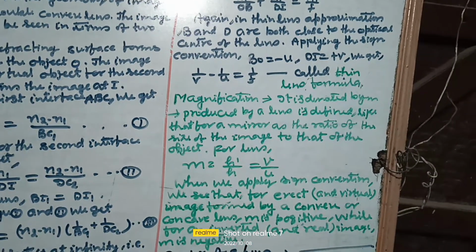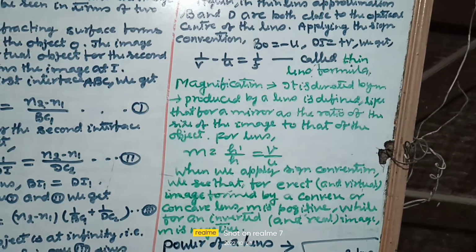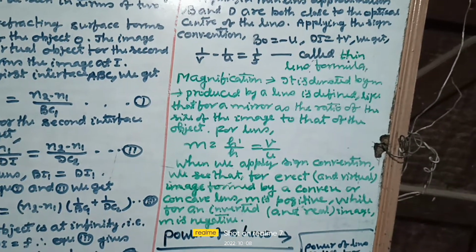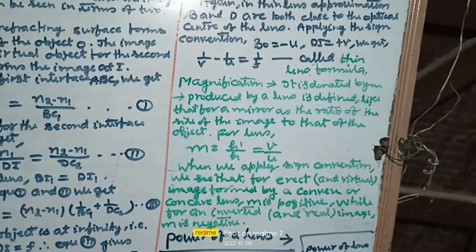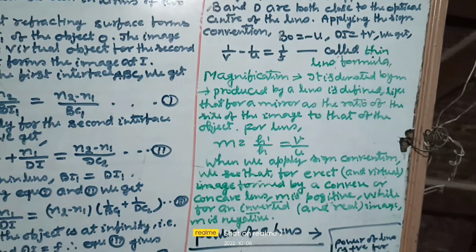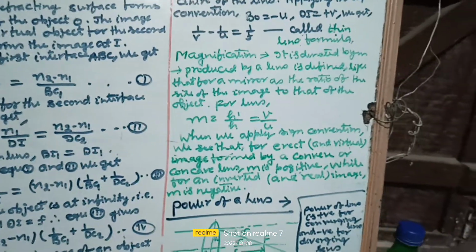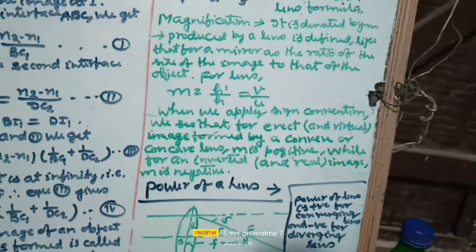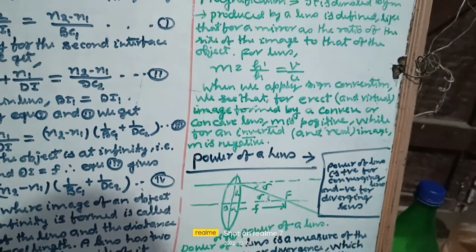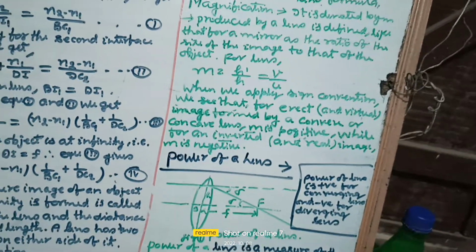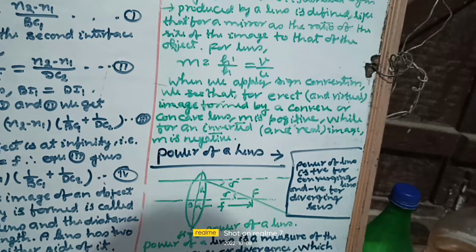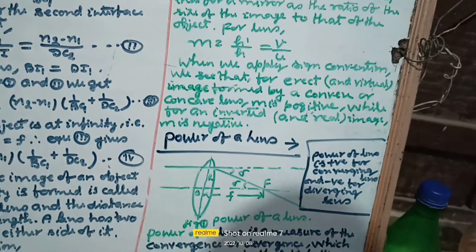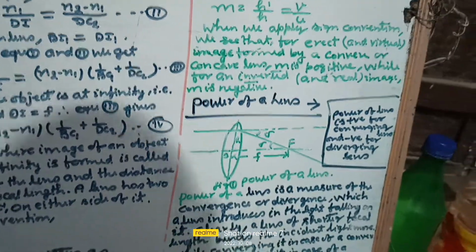Magnification, denoted by m, produced by a lens is defined like that for a mirror as the ratio of the size of the image to that of the object. For a lens, m = h'/h = v/u. When we apply the sign convention, we see that for an erect and virtual image formed by a convex or concave lens, m is positive, while for an inverted and real image, m is negative.